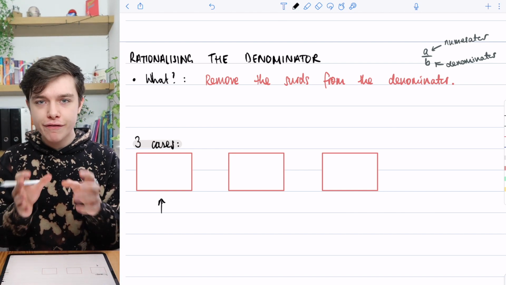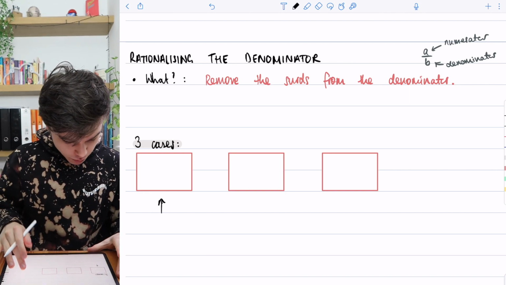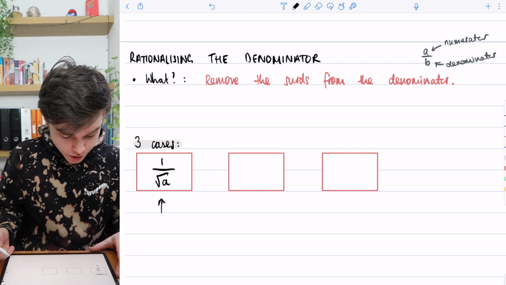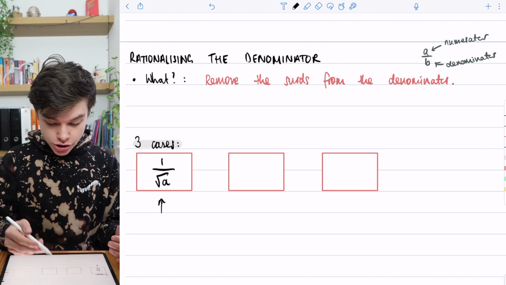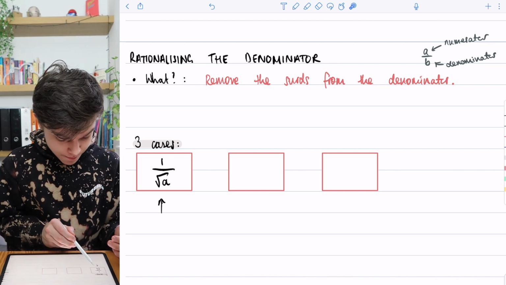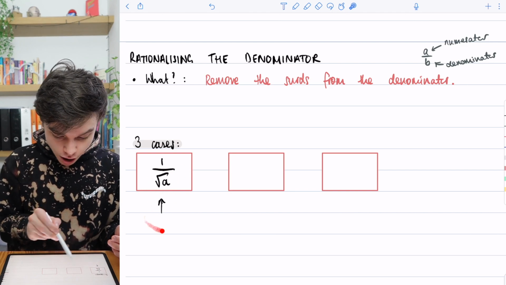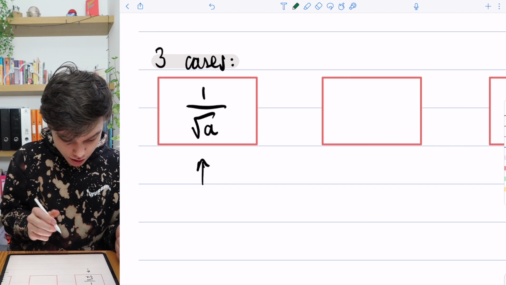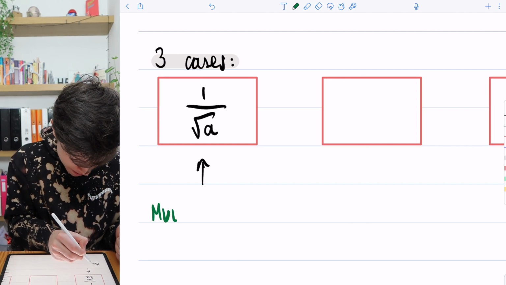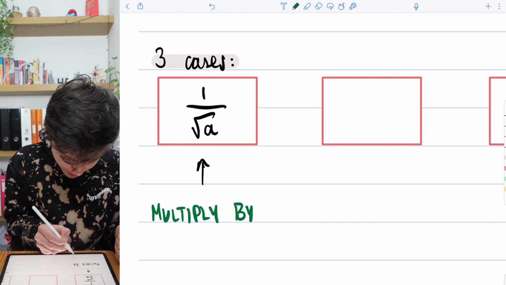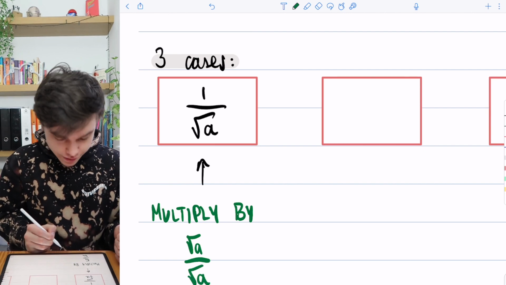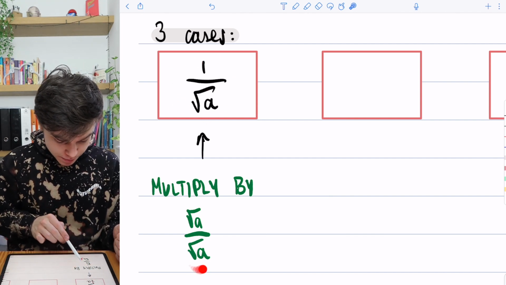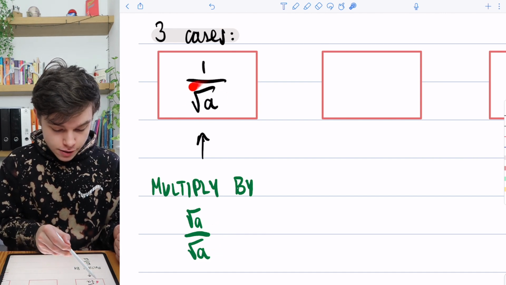There's kind of three types of fractions that we can have. The first case is if we've got 1 over the square root of a. Now we can see we need to rationalise that fraction because we need to remove the surd from the denominator. We've got a surd on the denominator here. And what we need to do in that case, and I'm going to write this in green, when we've got 1 over the square root of a, we multiply by the square root of a over the square root of a. That's what we multiply by. We can't change our fraction here, but we can rationalise it by multiplying top and bottom by the square root of a, whatever's on the bottom here.